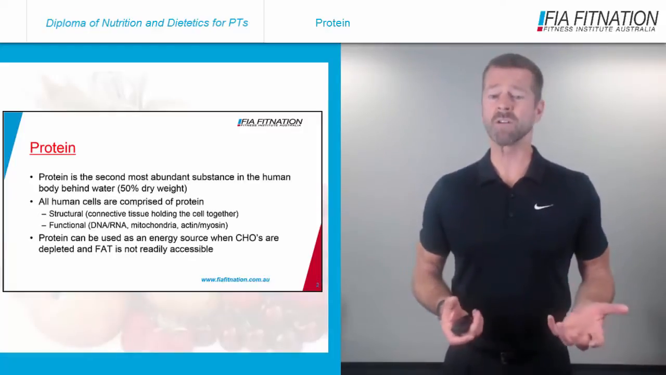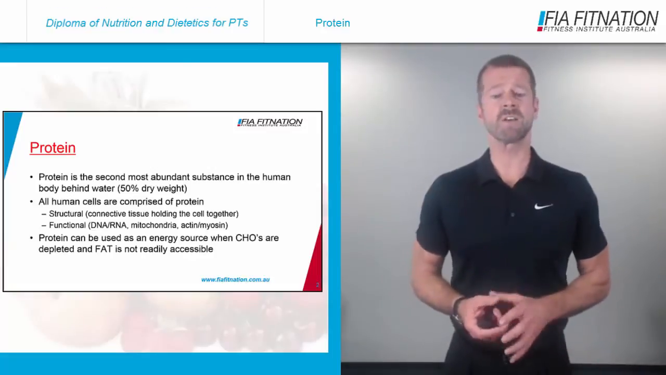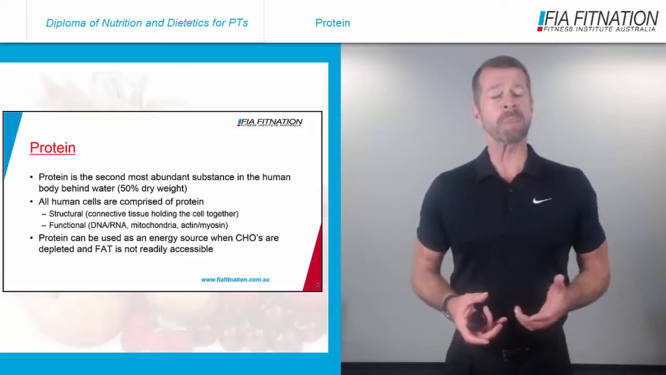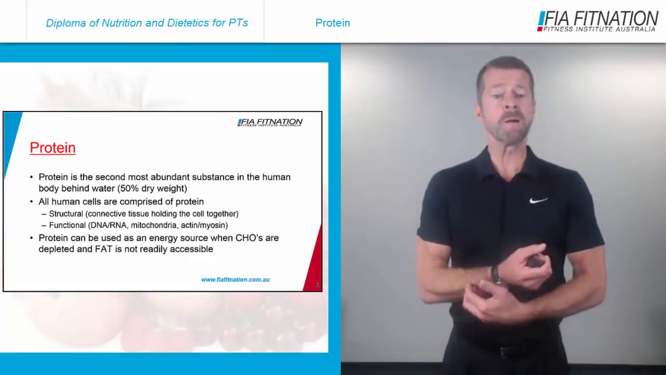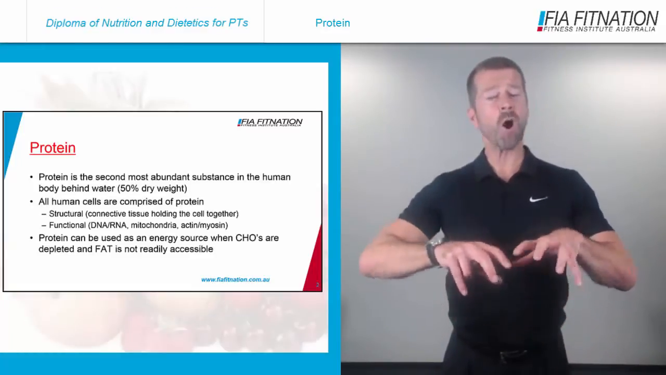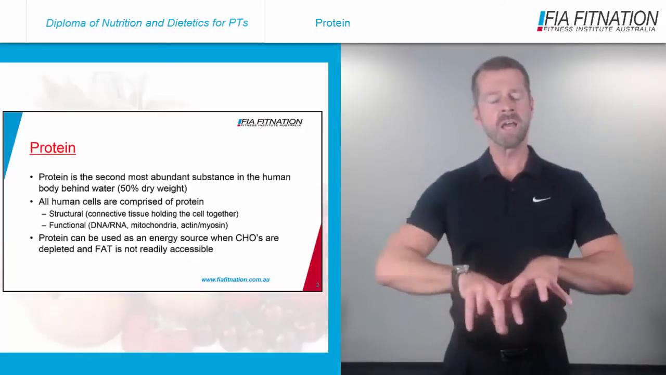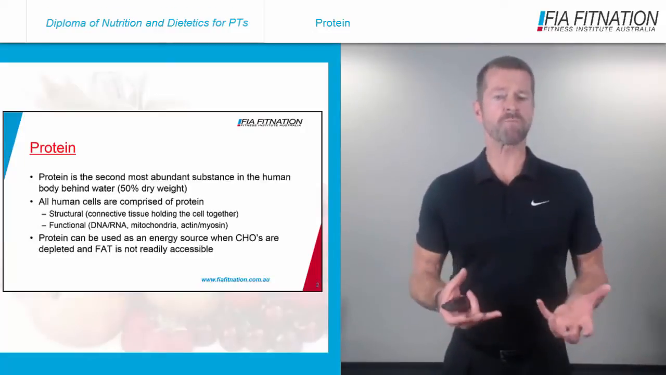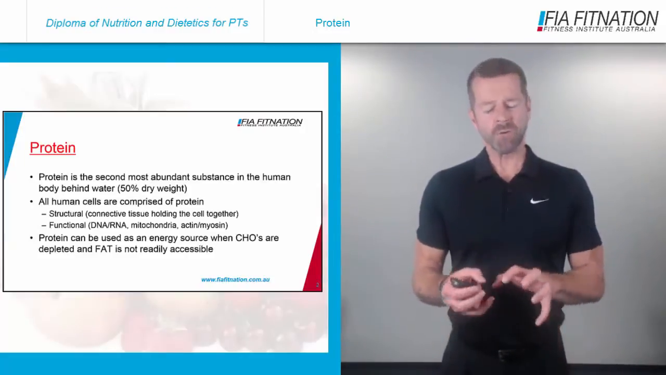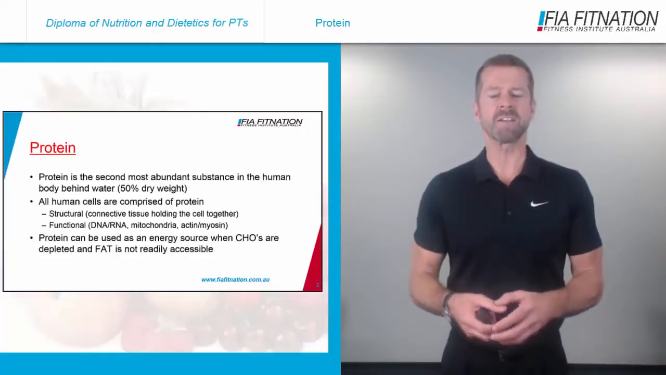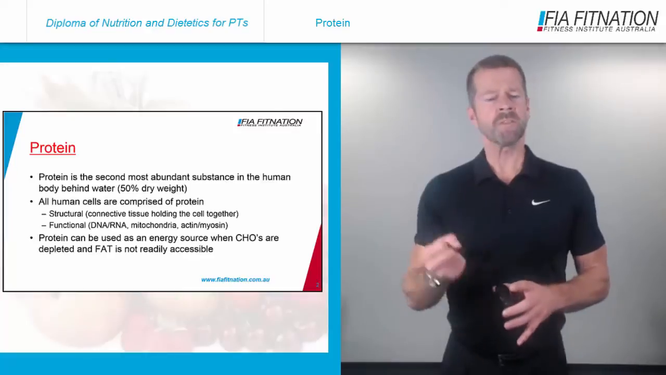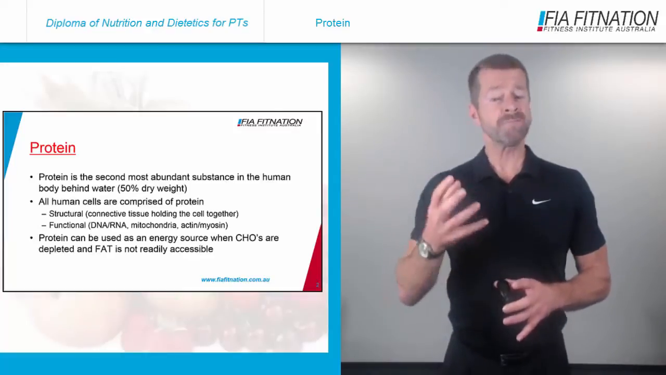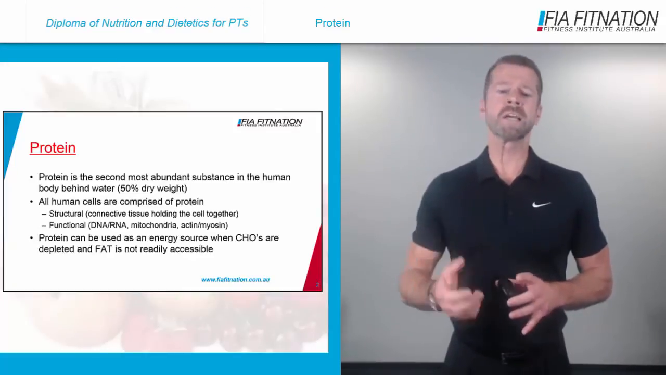So all cells are comprised of protein, so they have structural elements and they have functional elements to these proteins. Some of the structural elements are the connective tissue that really holds the whole of the cell together. So the cell membrane is comprised of protein. And also some of the structures inside, like the sarcoplasmic reticulum or the endoplasmic reticulum that contains calcium and things like that, that is also comprised of protein.